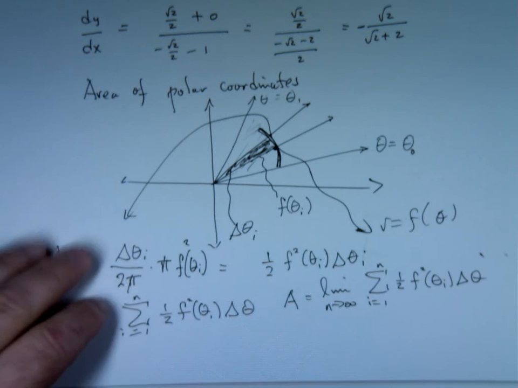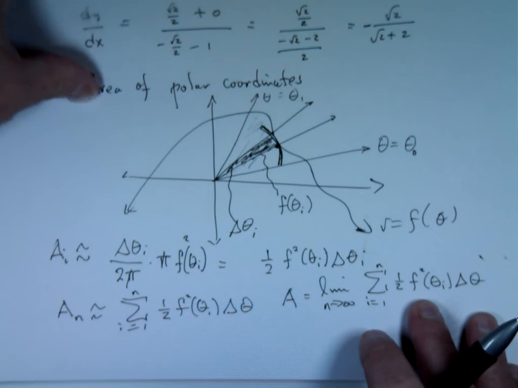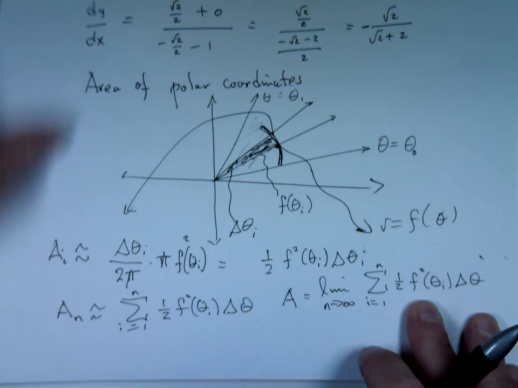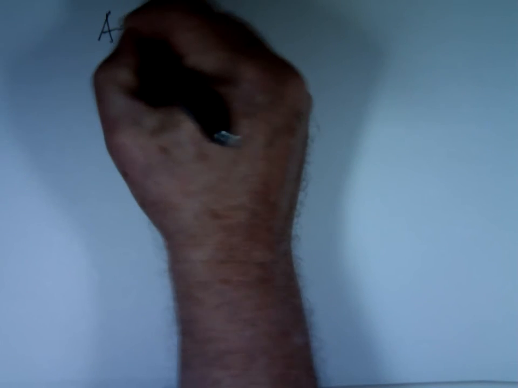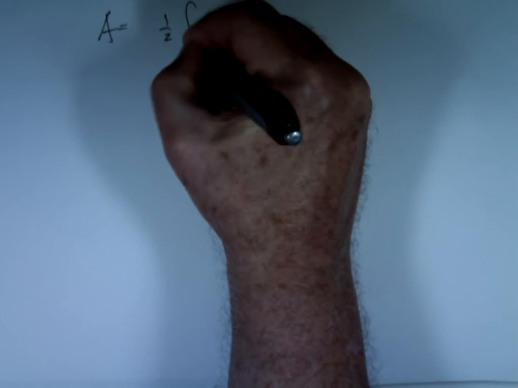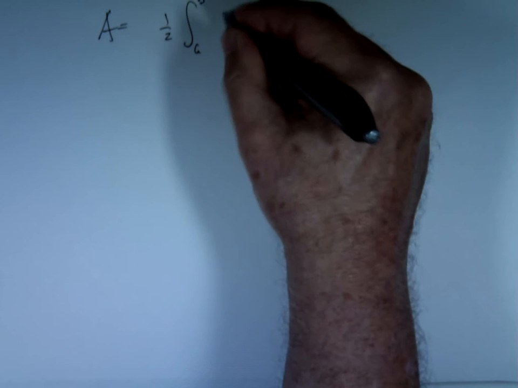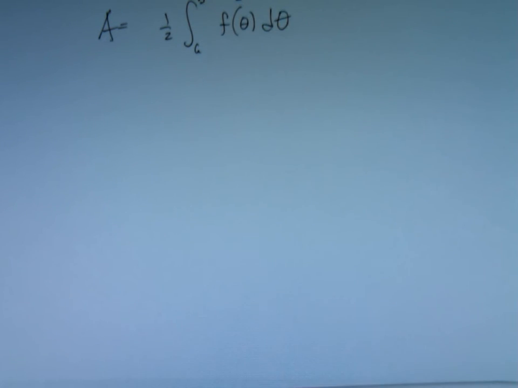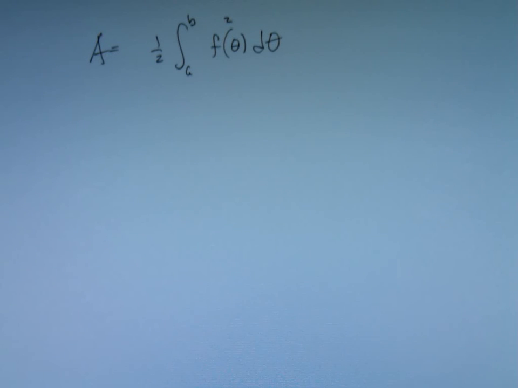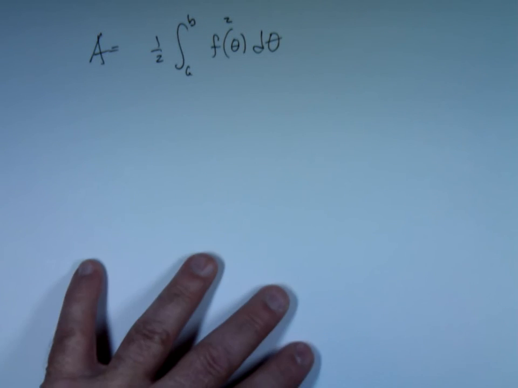The area, therefore, of a polar graph is equal to 1/2 the integral from a to b of f of theta squared d theta. Okay, that's it. It comes directly from what we just did. Is that b on the top there? Yes, it is.